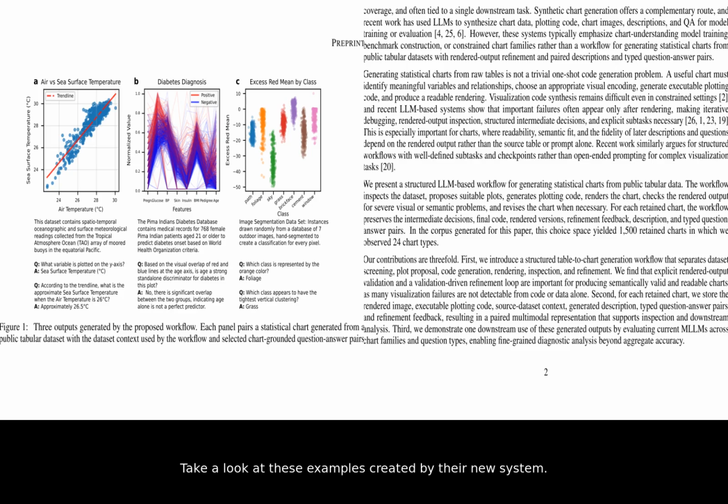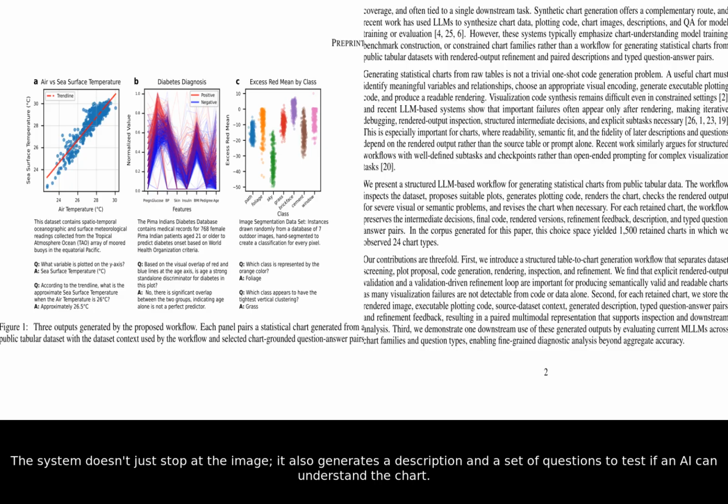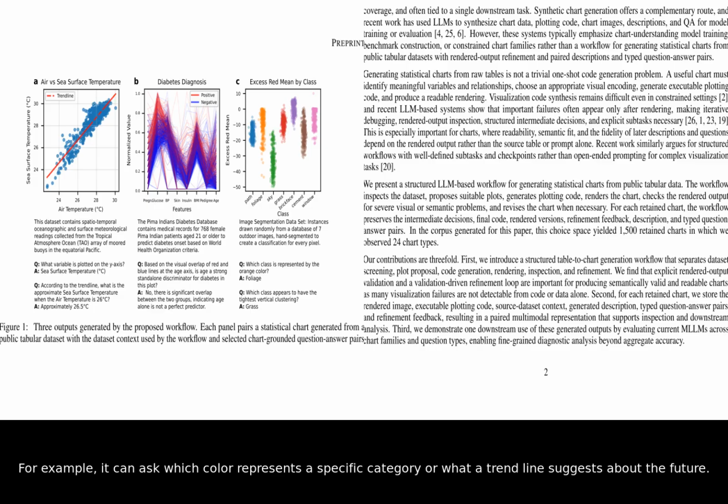Take a look at these examples created by their new system. It can take a raw table of data, like weather readings or medical records, and turn them into clear, professional visualizations. The system doesn't just stop at the image. It also generates a description and a set of questions to test if an AI can understand the chart. For example, it can ask which color represents a specific category or what a trend line suggests about the future.